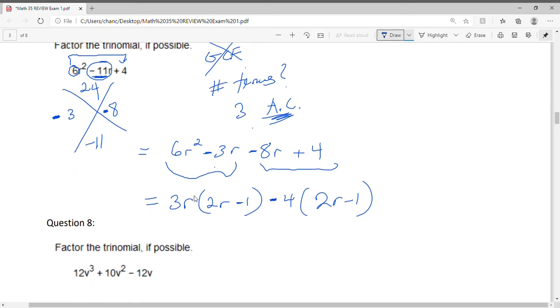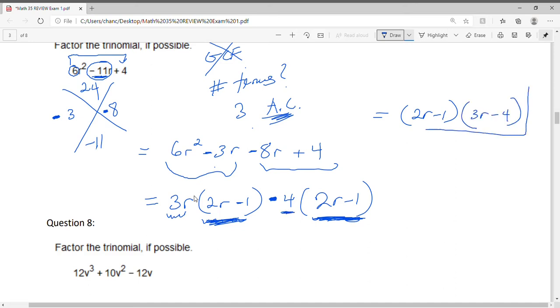The reason we need a negative 4 is these two have to be the same. If they're not the same, then we can't factor it. But since they're the same, we know we did it right. This gives me 2r minus 1. I'm going to take this to the front. And what's left is 3r minus 4. And this is our factored trinomial.